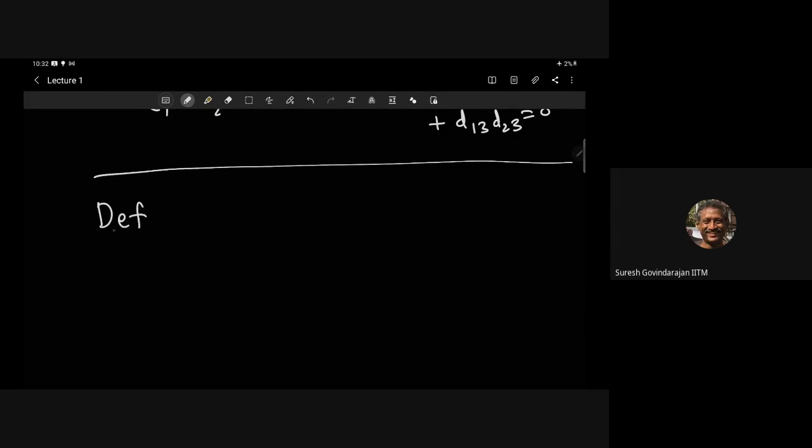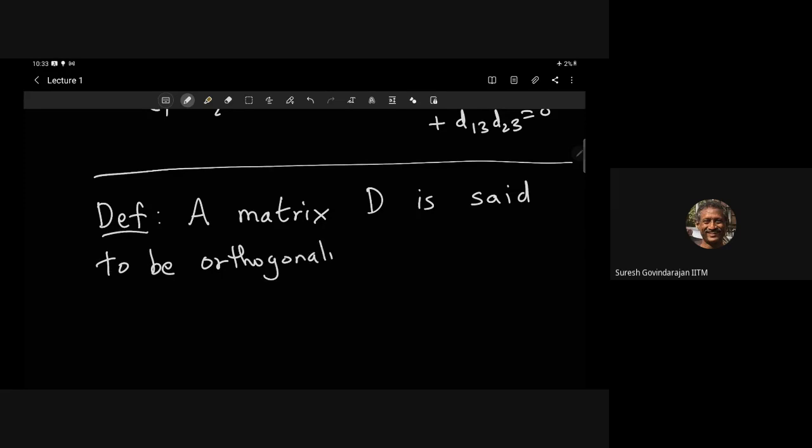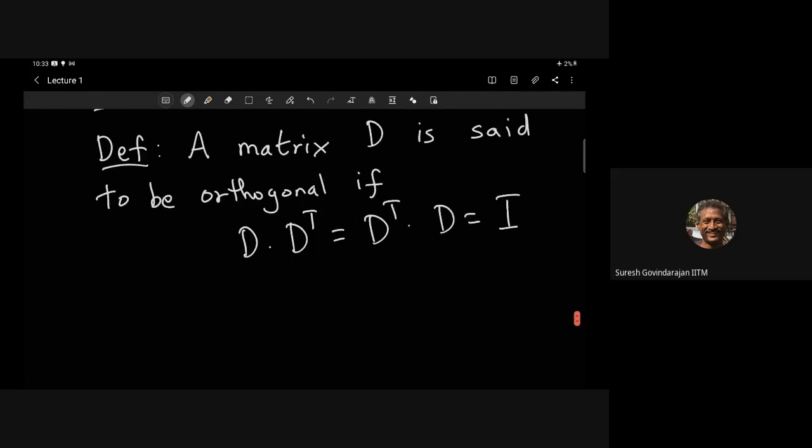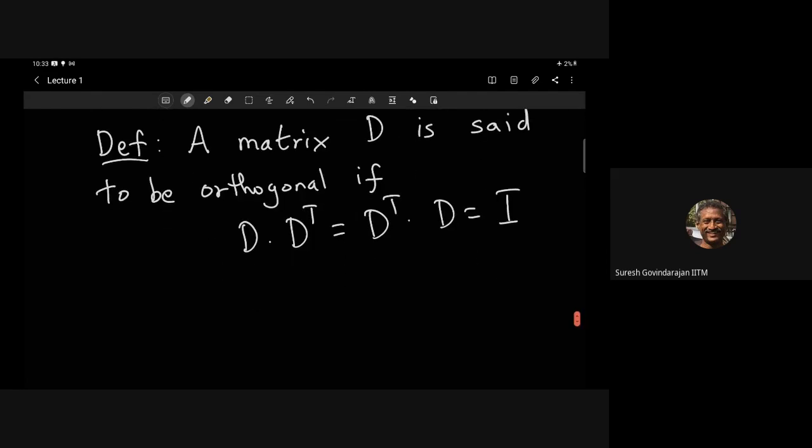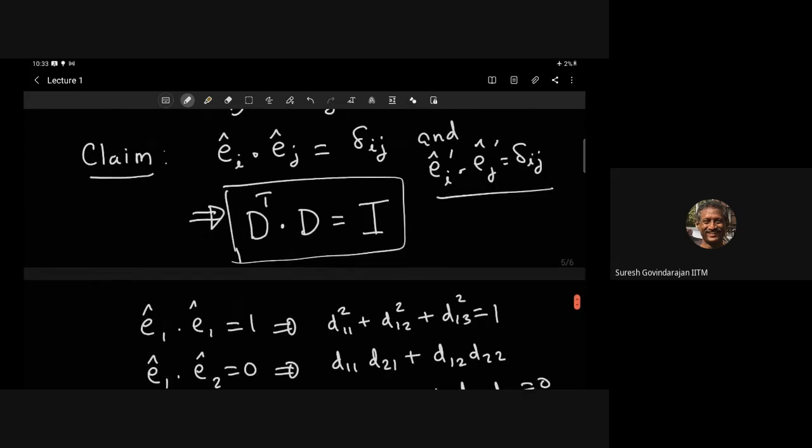Definition. A matrix D is said to be orthogonal if this condition holds. So, in short form, we just say that the condition here is D is orthogonal.